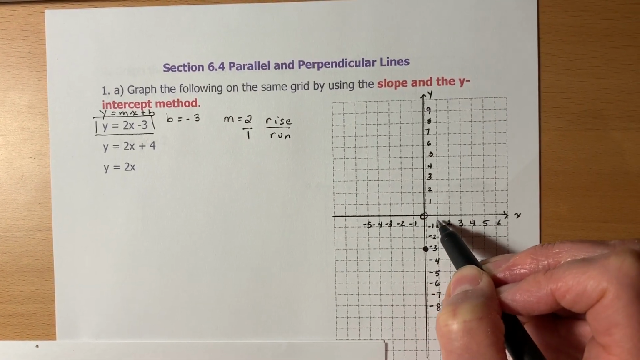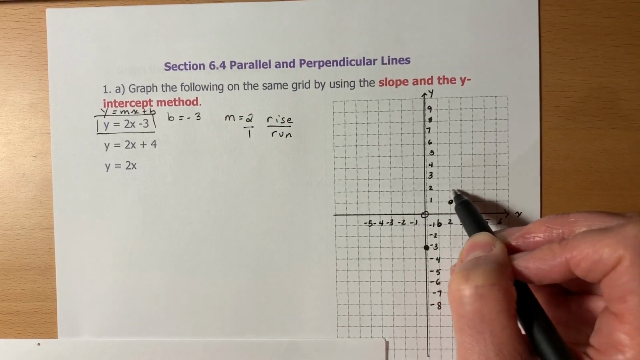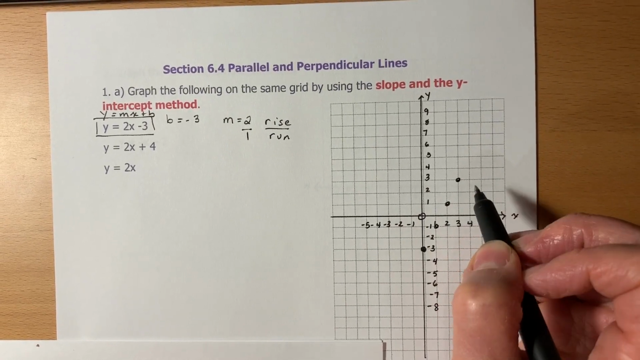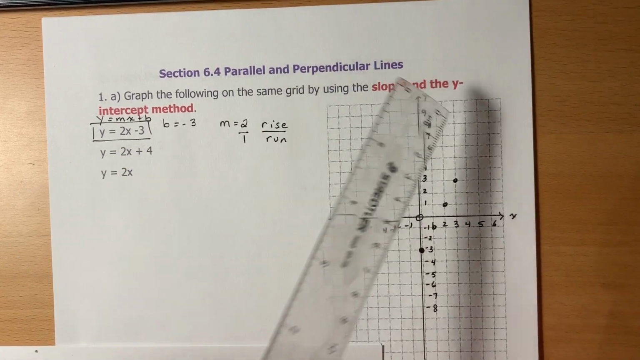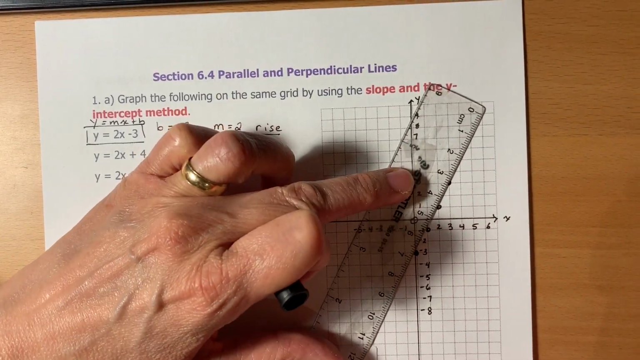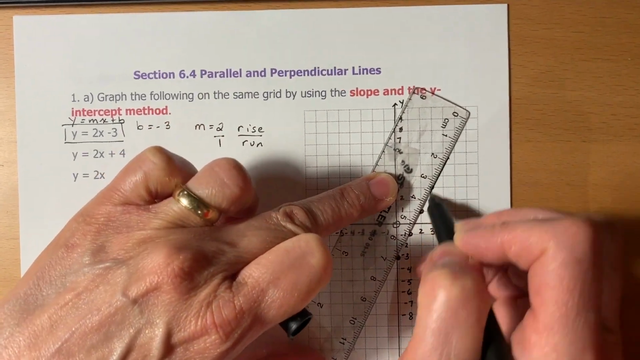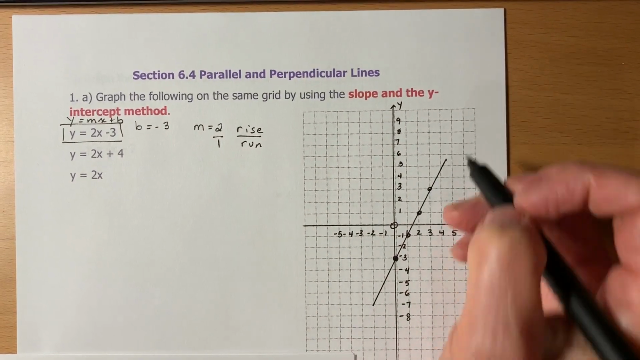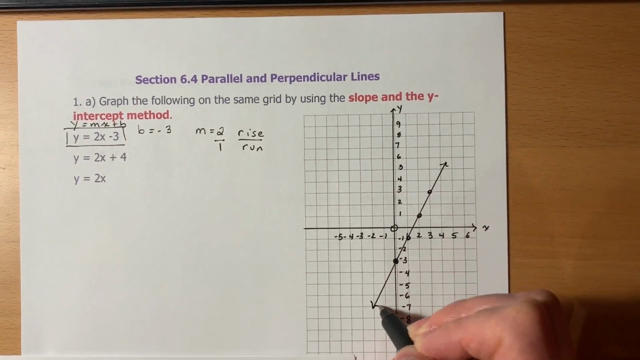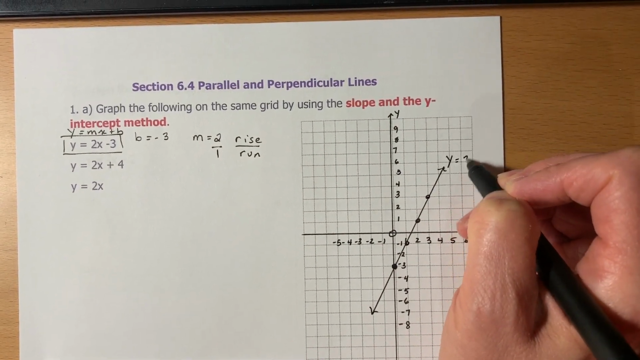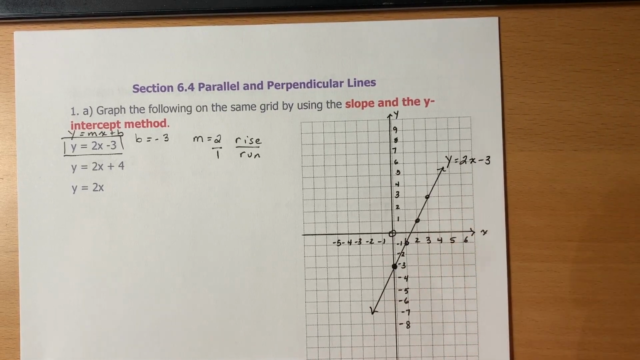Do it a few times. Up 2, to the right once. And I'm going to do about 4 points. Make sure you connect those points with a ruler. Make sure you extend those points and put arrows and label it. y equals 2x minus 3.